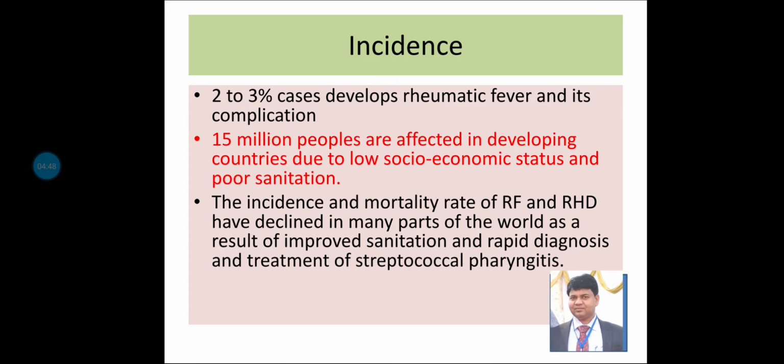If we go through the incidence, after 100 people are infected by streptococcal pharyngitis, 2 to 3% of genetically predisposed people develop rheumatic fever and its complications. 15 million people are affected in the developing countries due to low socio-economic status and poor sanitation. The incidence and mortality rate of rheumatic fever and rheumatic heart disease have declined in many parts of the world as a result of improved sanitation and rapid diagnosis and treatment of streptococcal pharyngitis.